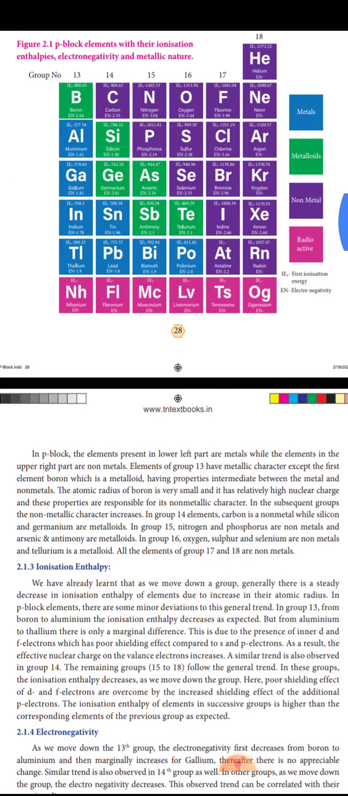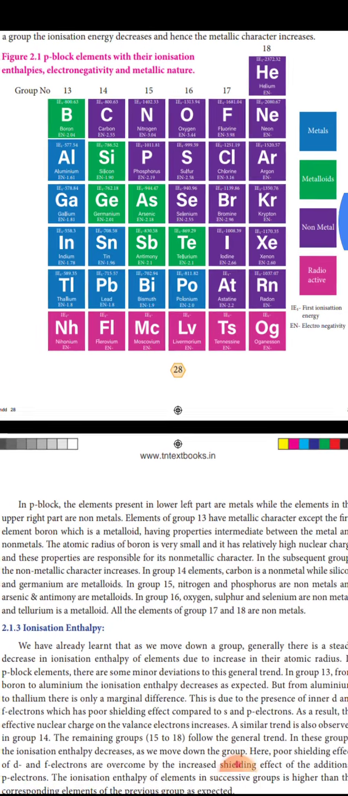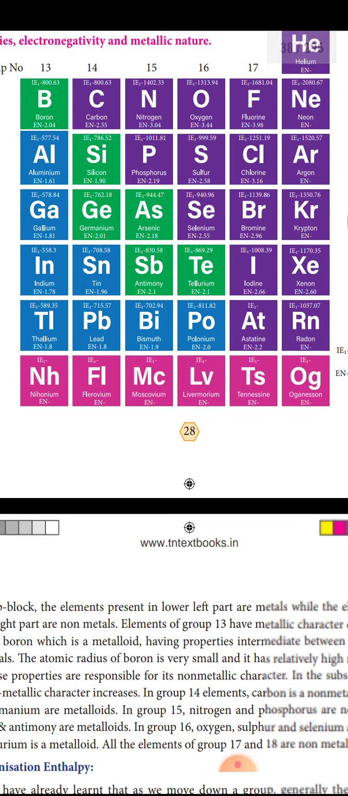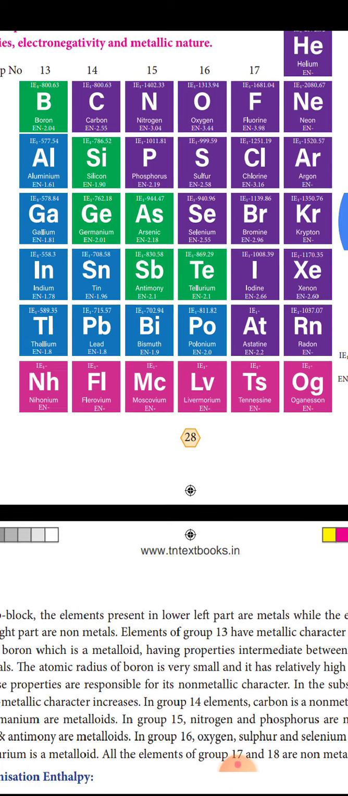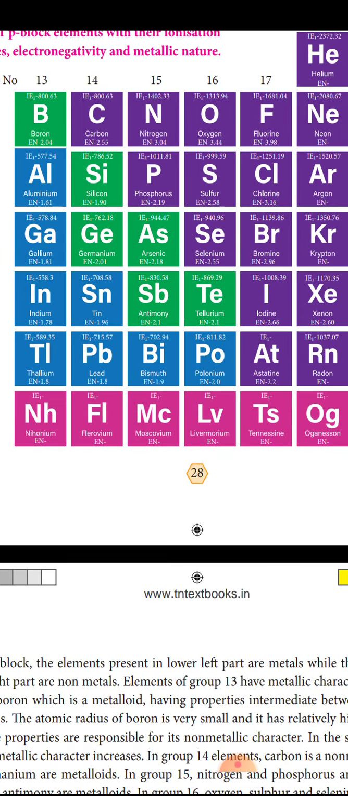Go to these p block elements. Here, at the top, the first ionization enthalpy values are given. For boron it is higher, aluminum is lesser. In gallium, it increases by only 1 kilojoule per mole. This is due to the inner d electron shielding.